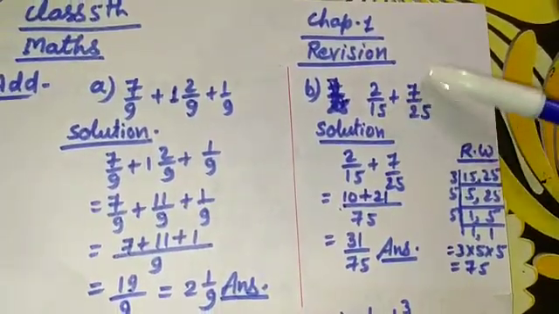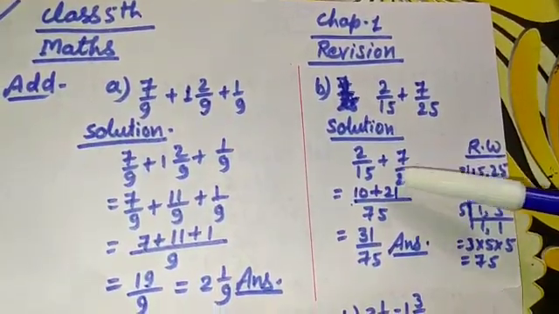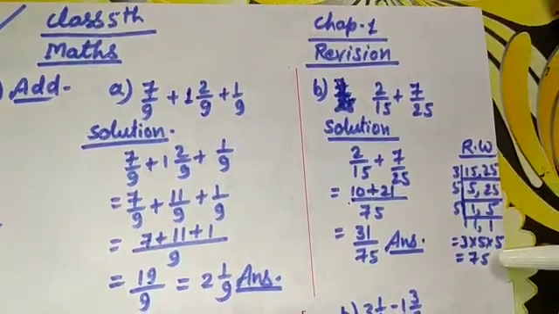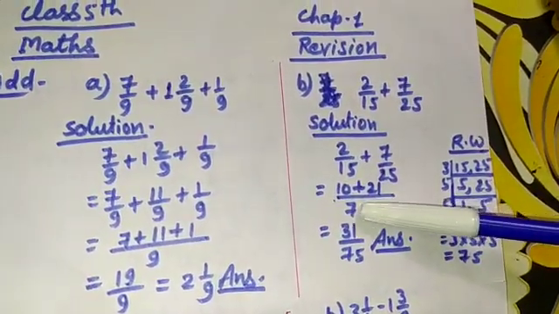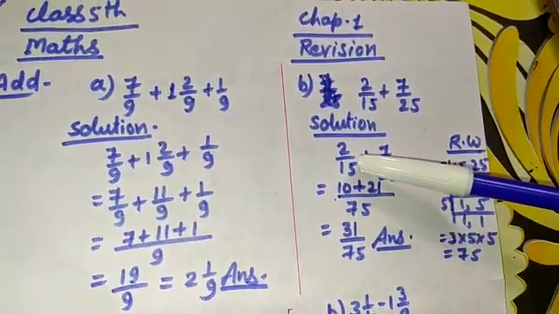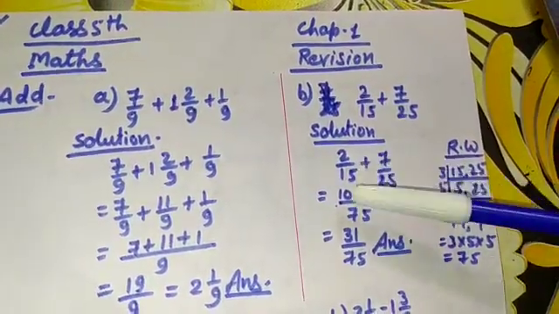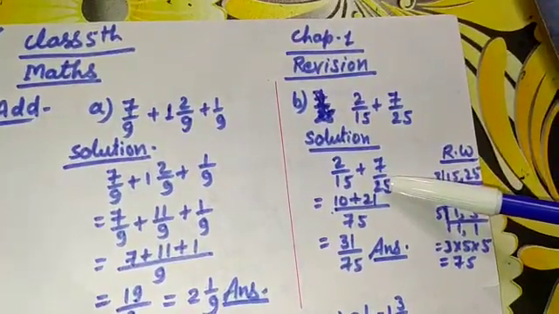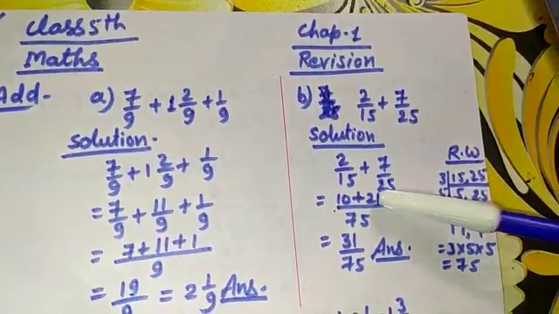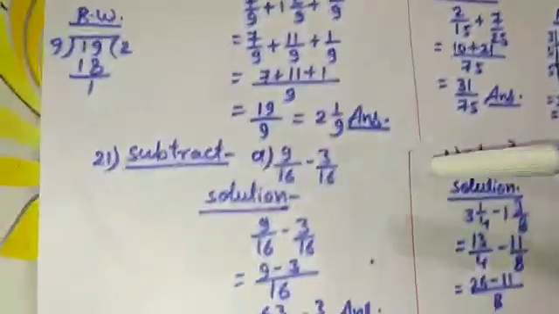B is 2 upon 15 plus 7 upon 25. Solution is here: 2 upon 15 plus 7 upon 25. LCM of 15 and 25 is here, and it is 75. In 75, 15 will divide 5 times, and 5 twos are 10. 25 will divide 75 3 times, and 3 sevens are 21. Therefore 10 plus 21 is equal to 31 upon 75, and it is your answer.